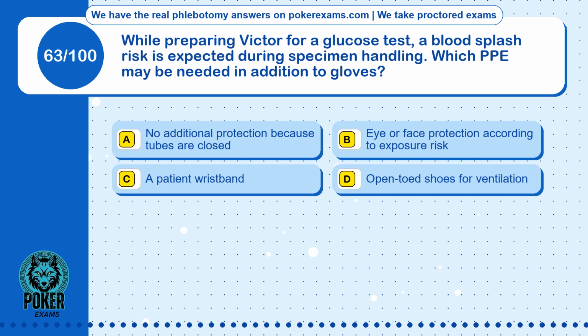Question 63. While preparing Victor for a glucose test, a blood splash risk is expected during specimen handling. Which PPE may be needed in addition to gloves? Option A. No additional protection because tubes are closed. Option B, eye or face protection according to exposure risk. Option C. A patient wristband. Option D, open-toed shoes for ventilation.